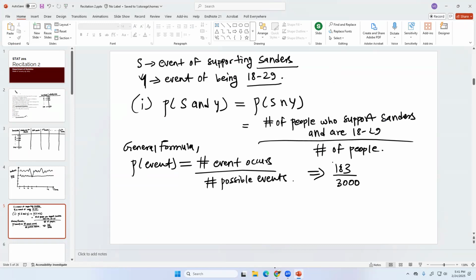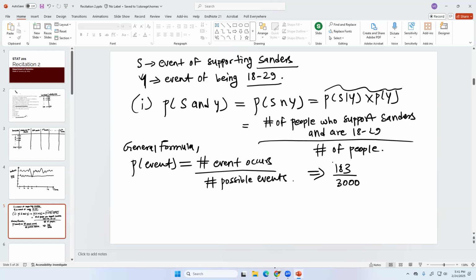This makes sense? I'm just using the most basic formula. I mean, you can do a bunch of other things too. Like you can write this as S given Y, probability of Y, and try to solve using this method as well. But this one is the most simple one. Okay.